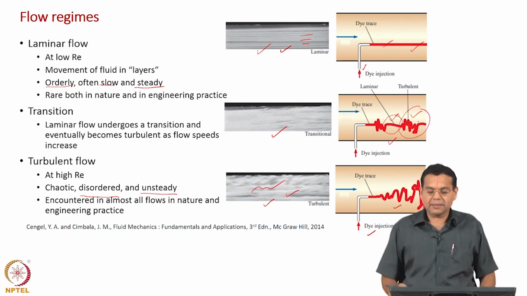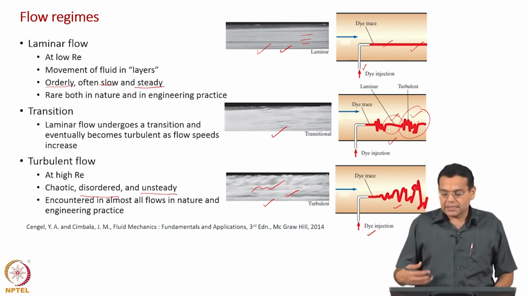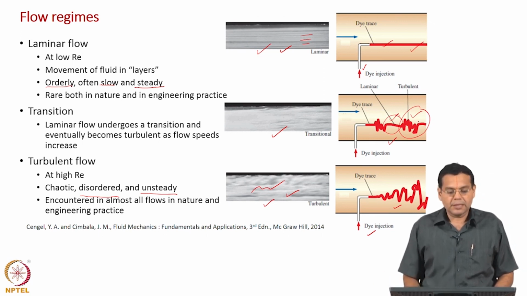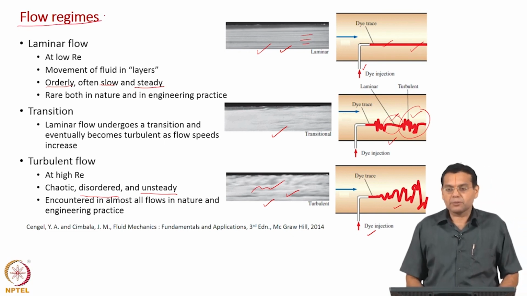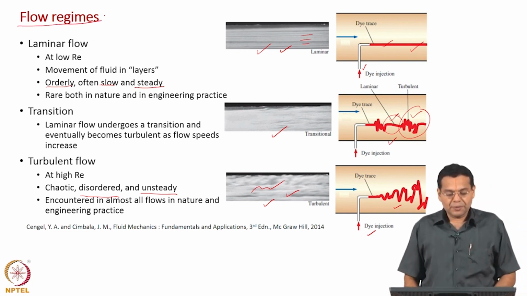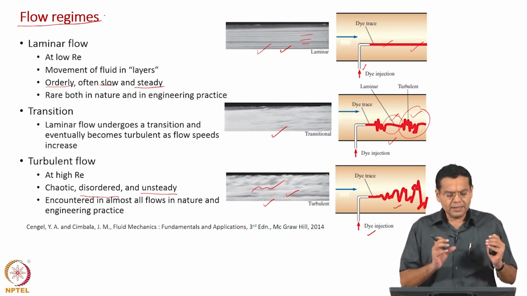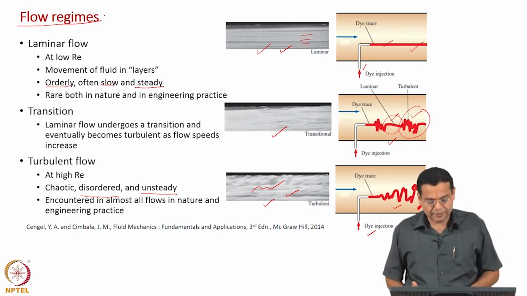So, part of the streak line is laminar, part is turbulent, which means that turbulence has already set in, and if you increase the velocity it will become completely turbulent. That is why we have used the word flow regimes. Flow regimes tell about characteristics of flow, and we have seen the laminar flow regime has a certain set of characteristics, turbulent flow has a certain set of characteristics, and of course transition is somewhere in between.